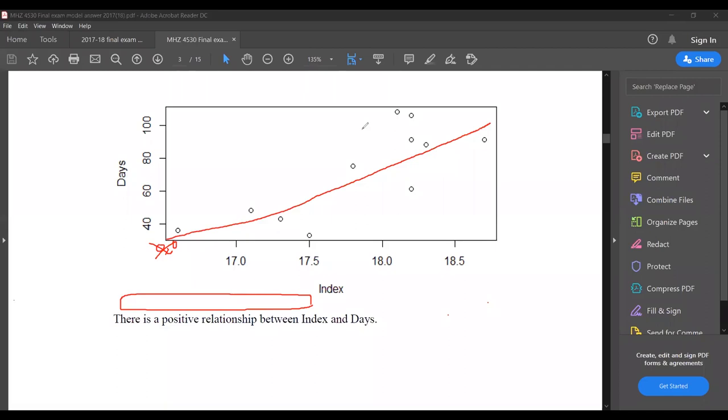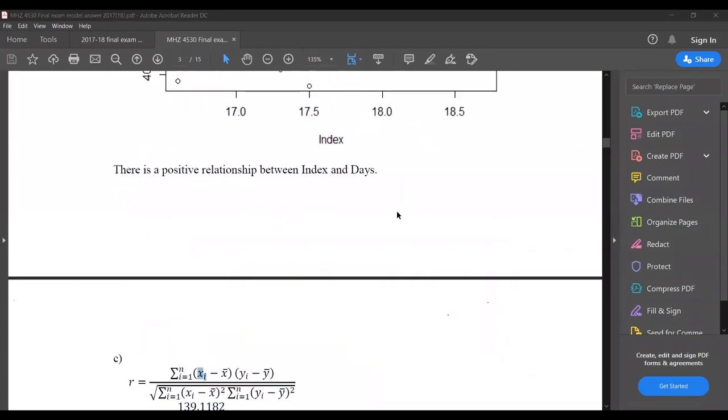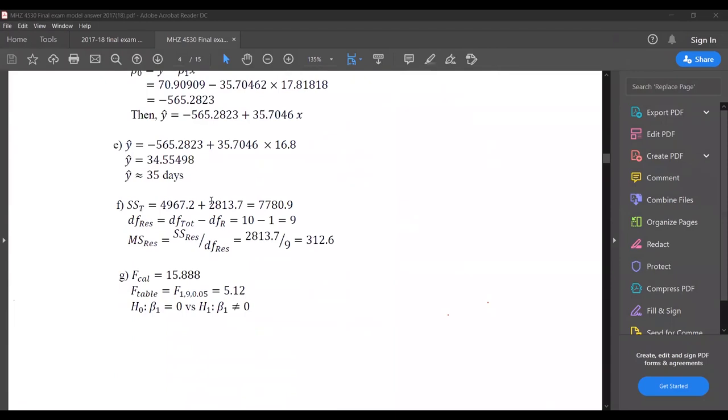What is the next question? Predict the number of days if the meteorological index is 16.8. They have said that the meteorological index, our x variable, is 16.8, and they are asking us to find the number of days, our y variable. So if x is 16.8, we find y. That is grade 9, 10 work. They give us the x value and ask us to find the y value. It's simple. That's all.